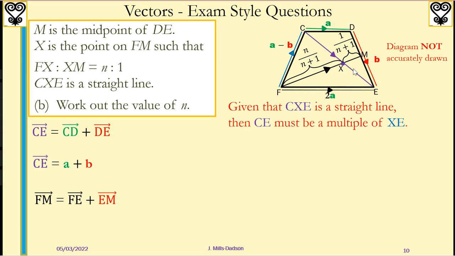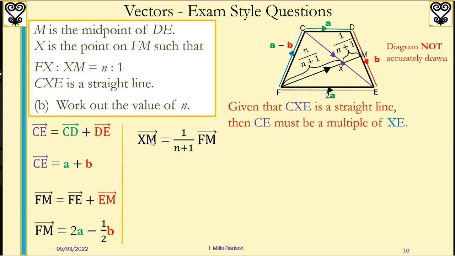And Fm is simply Fe plus Em. You can go the other direction, that's fine, but I prefer to go Fe plus Em. Fe is just 2A, but Em, knowing that M is midpoint, I'm going against the vector B, so it cannot be half B, it has to be a negative half B. So I'm going to have 2A minus half B. That is my Fm.